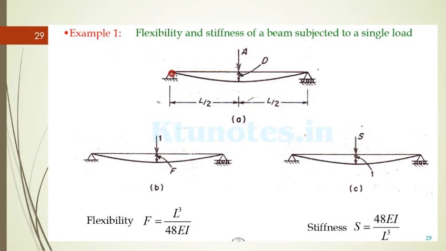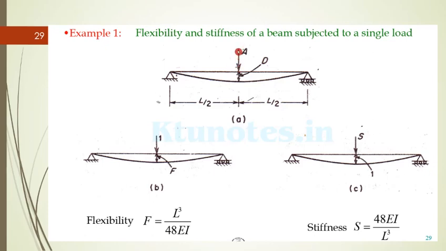So we were asked to write the flexibility and the stiffness of a beam subjected to a single load. The beam is simply supported with a hinge at one end and a roller at the other end. It is acted on by a central concentrated action or force A, and definitely there will be a displacement D, and it will be maximum at the midspan. The beam is of length L, and the load is exactly at the center, so L by 2, L by 2.